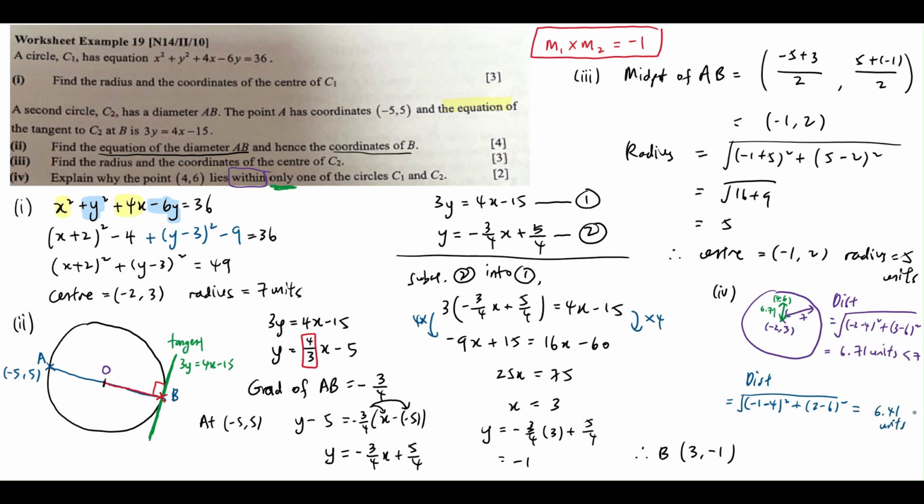And now in this case, 6.41 is more than 5 because previously I got the radius of C2 to be 5 units here. If it's more than 5, it means that it is outside the circle. Okay, the distance is beyond 5. So therefore, (4, 6) only lies within C1. Okay, that is your 2014 paper 2 question 10 from the Singapore O-Level additional math.